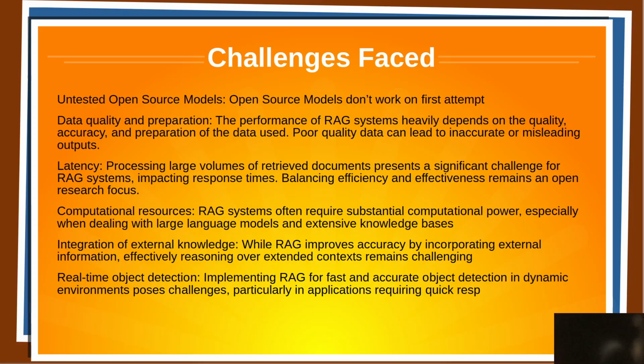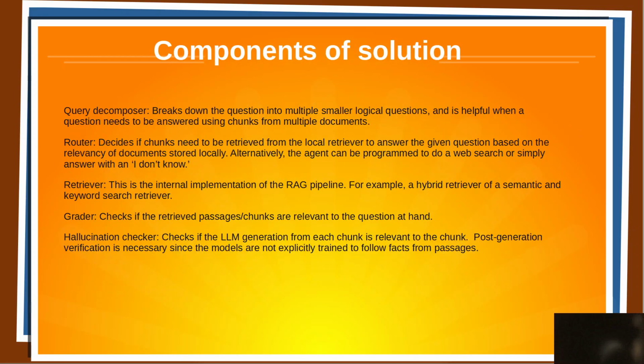RAG improves accuracy by incorporating external information, but it reasons over extended context, which is not readily available today. So that becomes challenging. Limited context does a good job, but with extended context, there is some amount of confusion and hallucination. If you look at real-time object detection, you implement RAG for fast and accurate object detection, and sometimes that poses challenges, especially if you want a quick response.